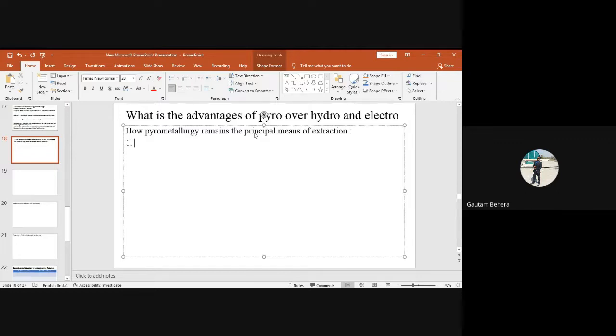So the first advantage is that it is a high temperature process. You understand, if a process is a high temperature process, what will happen? Once pyrometallurgy is a high temperature process, it means the rates of reactions are very high, right? So if the rates of reactions are very high, what will happen? The production rate will be high.